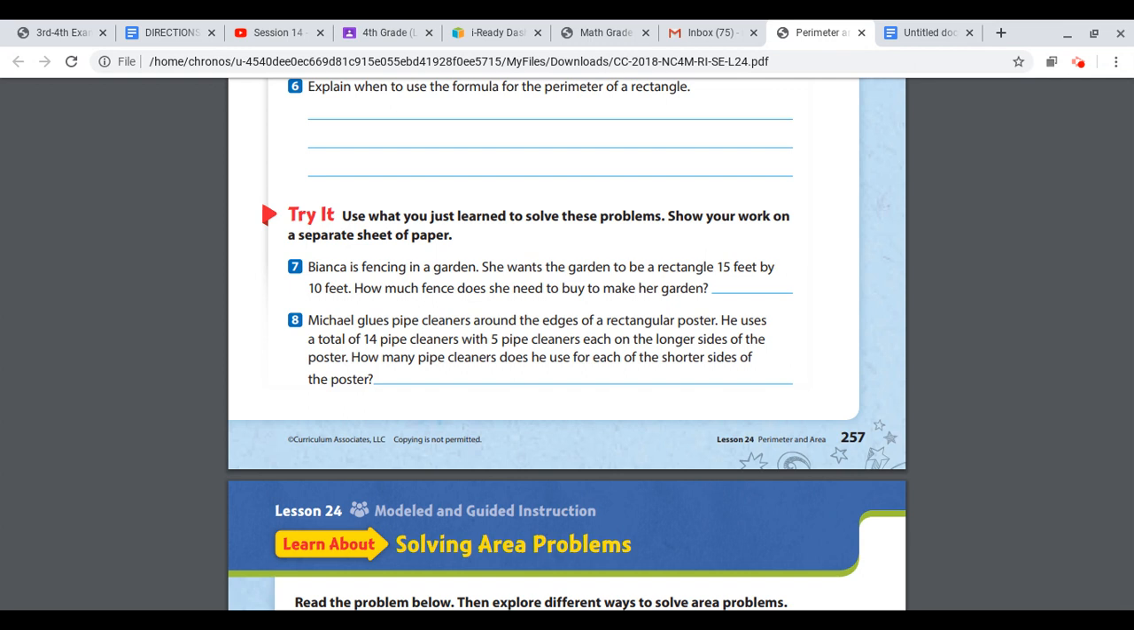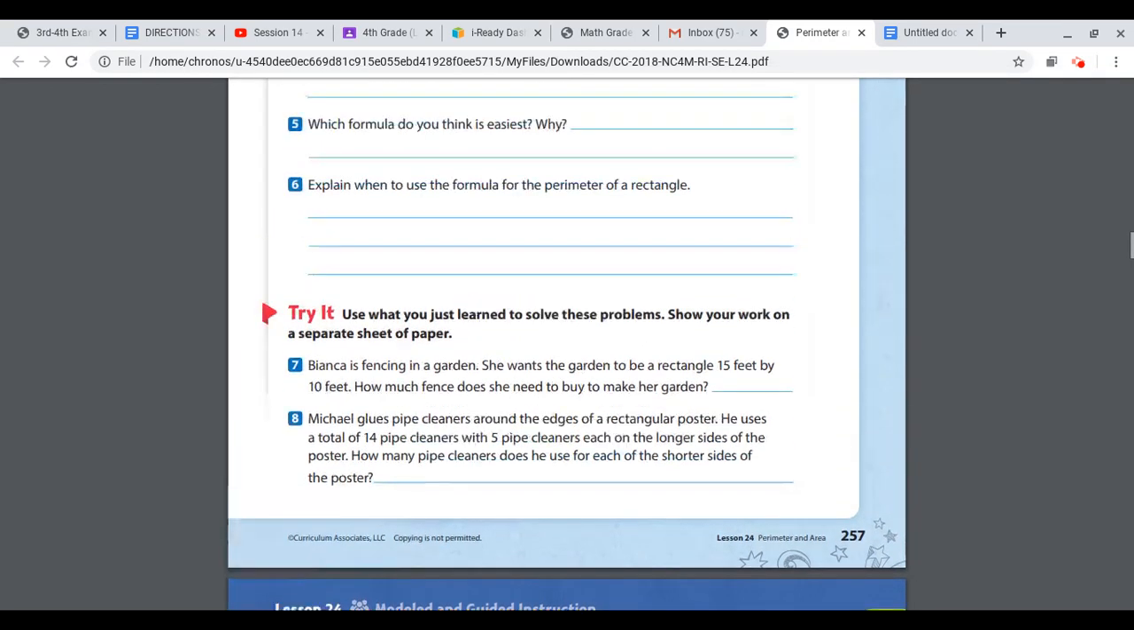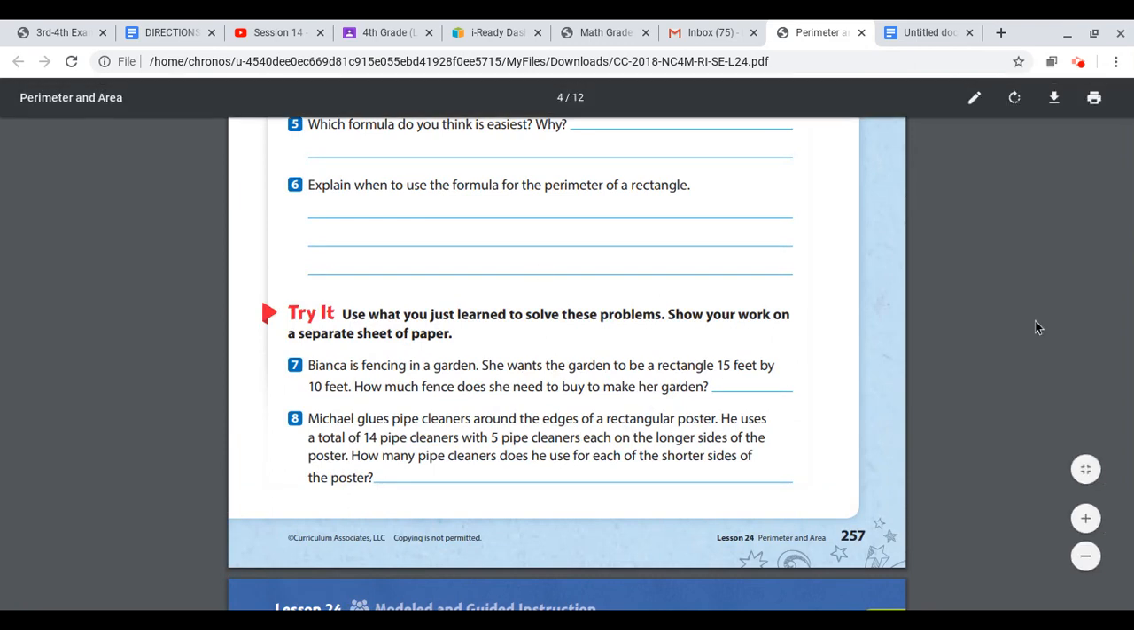Number 8. Michael glues pipe cleaners around the edges of a rectangular poster. He uses a total of 14 pipe cleaners with 5 pipe cleaners each on the longer sides of the poster. How many pipe cleaners does he use for the shorter sides of the poster? So this one you're going to have to draw out. He uses 5 for the long sides, and it's asking how many he uses for the width, the shorter sides. So that is session 16. If you have any questions, let me know.